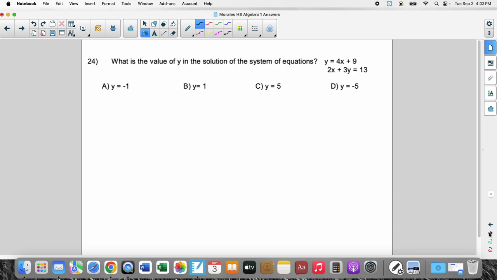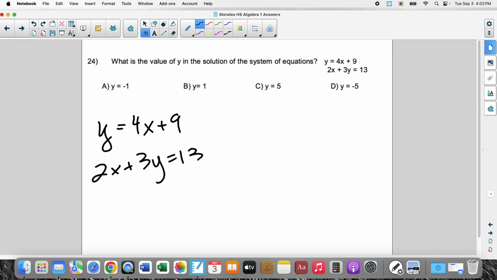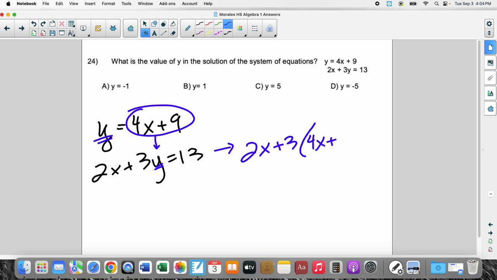Another outstanding question. What is the value of y in the solution of the system of equations? What is the value of y? Okay, well, we have two equations. We have this, and we have 2x plus 3y equals 13. I'm going to again use substitution. I'm going to take this and substitute it in for y. Instead of writing y, I'm going to write 4x plus 9. So 2x plus 3 times the quantity 4x plus 9 equals 13.